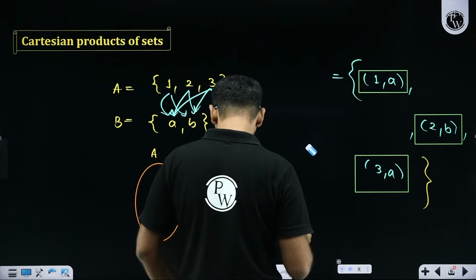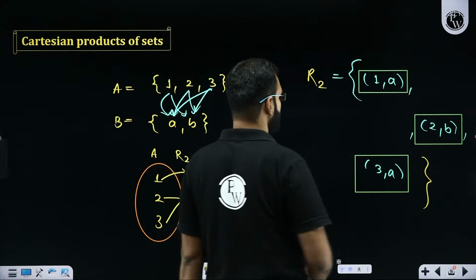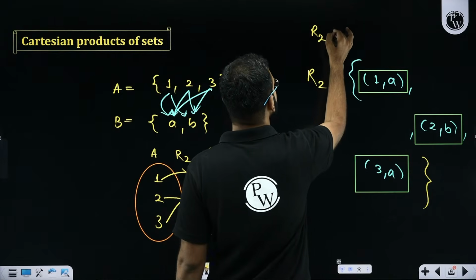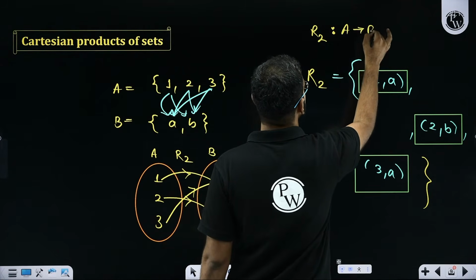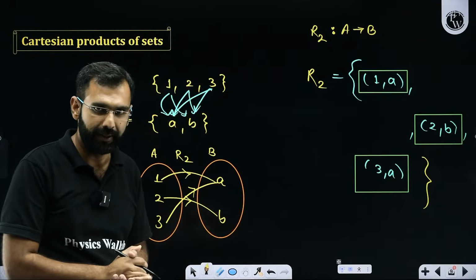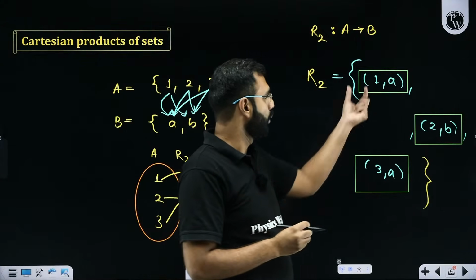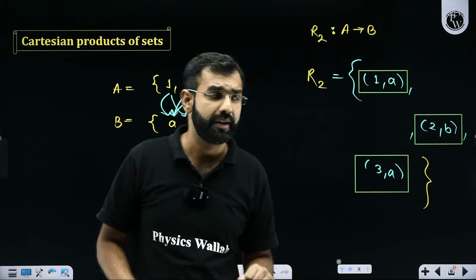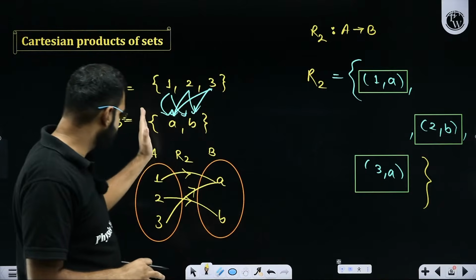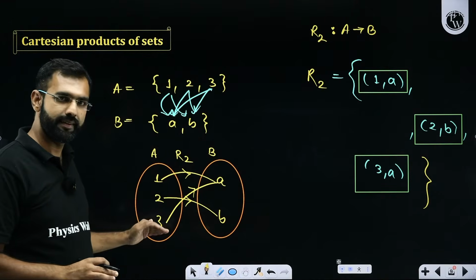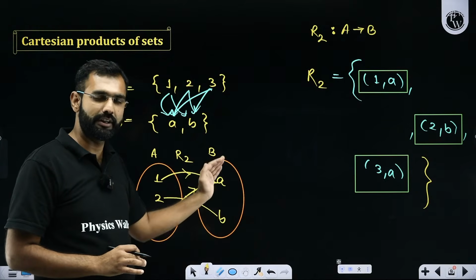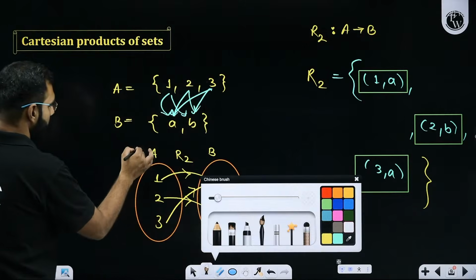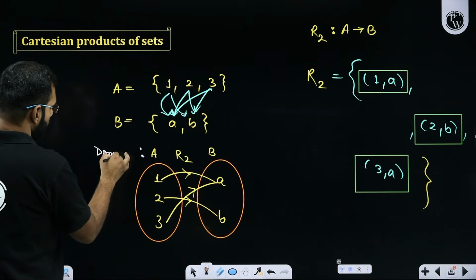So instead of writing it as A cross B now, I'll say there is a relation R2. And this relation R2 is defined from set A to set B, which has elements 1 comma A, 2 comma B, and 3 comma A. So what does it mean? It means its domain, this set A, whose elements are mapped with elements of set B. So this set A over here is called the domain set.